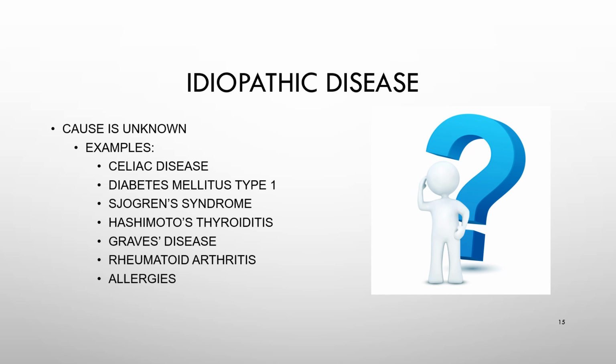Several of the conditions listed here, like type 1 diabetes, Hashimoto's thyroiditis, Graves' disease, Sjogren's syndrome, and rheumatoid arthritis, are strongly associated with autoimmune mechanisms. We understand what the immune system is doing, but not always why it started doing it in the first place. Celiac disease is another great example. Genetic predisposition plus environmental triggers are involved, but the full sequence of events is still being unraveled.